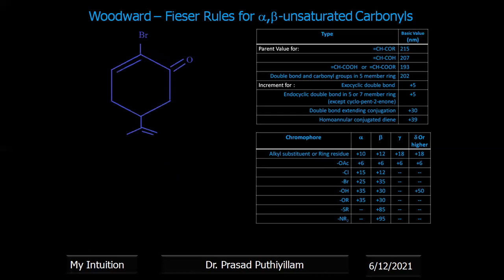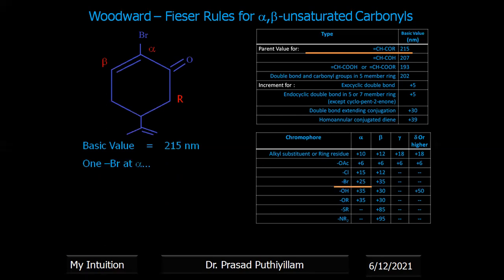Now there is a bromine substituent, Br, added at the alpha position. So this is again an alpha beta unsaturated carbonyl, and the R group, or I'll say the ring residue, represents R. Therefore the base value is 215.